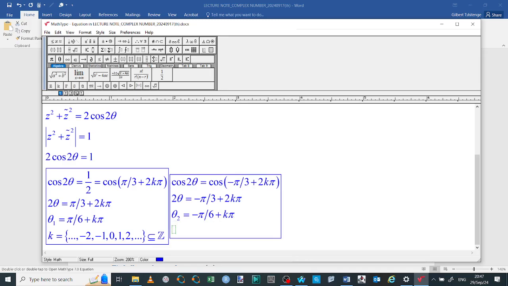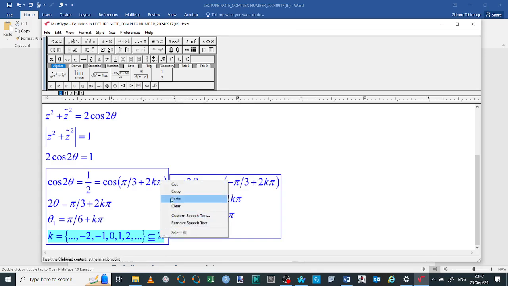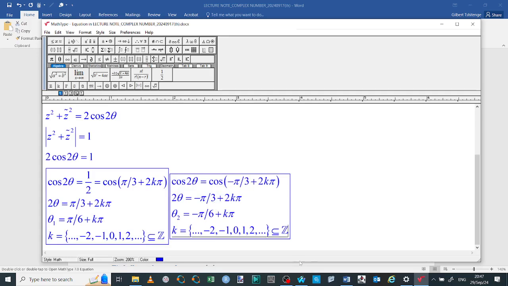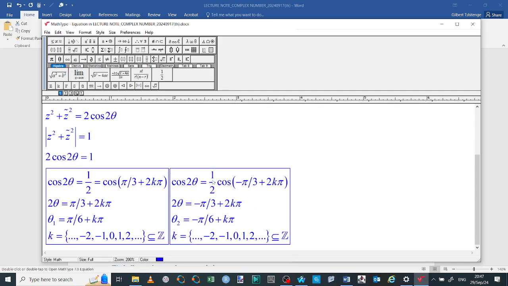Remember that k is a subset of that quantity. And that's it. The subset of Z, or the number of, is just an integer there. You can also just put a half here, and then it is equal to that quantity.